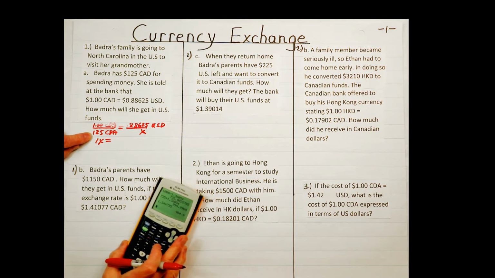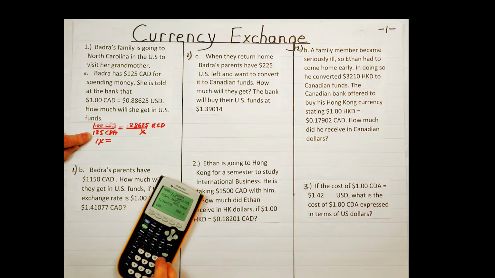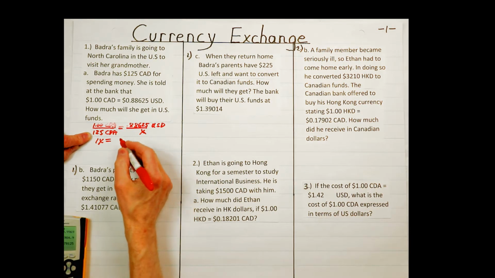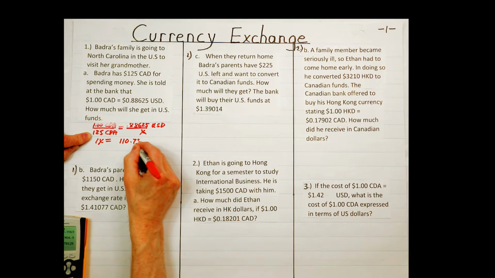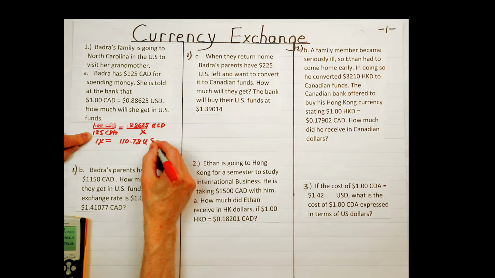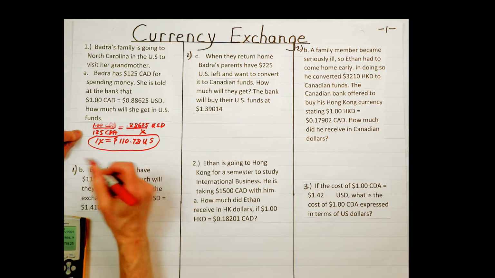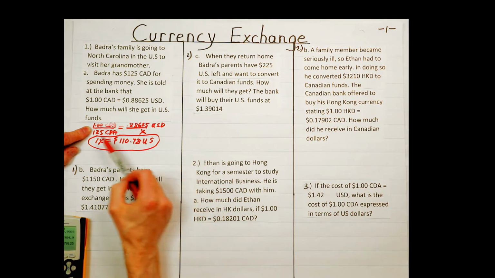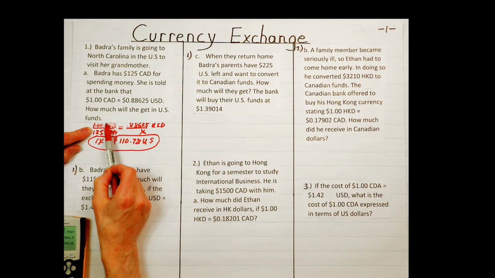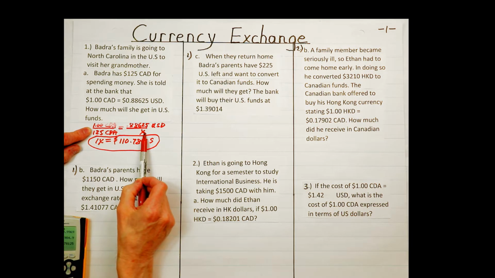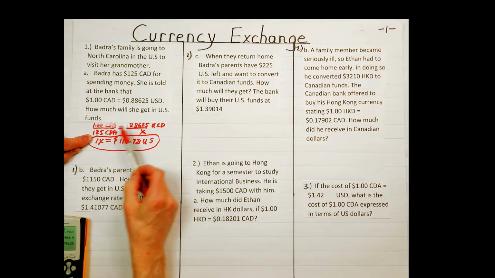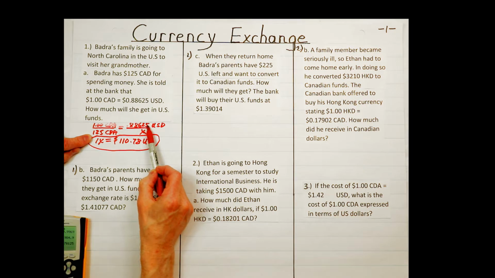And then we multiply 125 times 0.88625, and that gives us $110.78 US. And that's all there is to it. So just to go over what I did, I cross-multiplied the 1 by the x, and then the 125 by 0.88625.